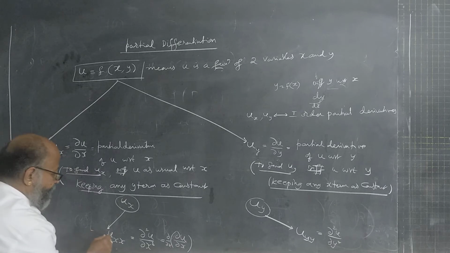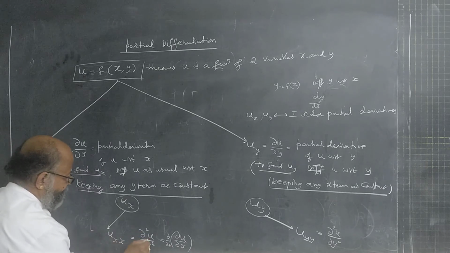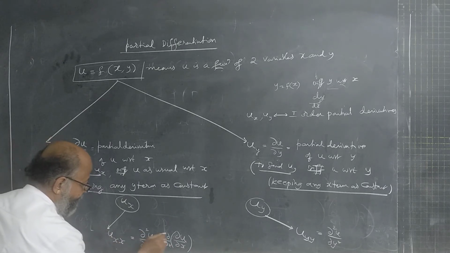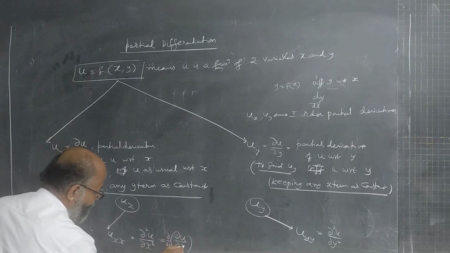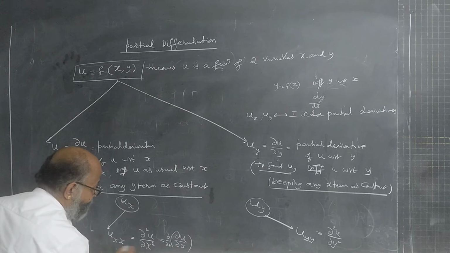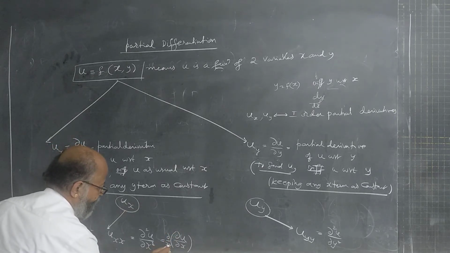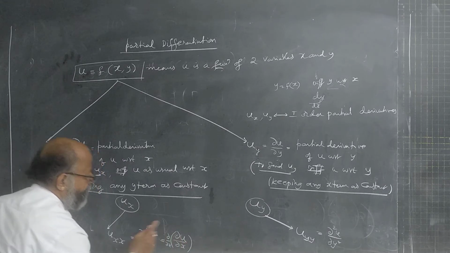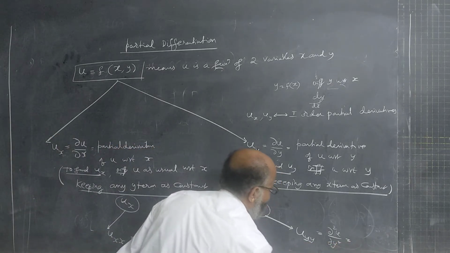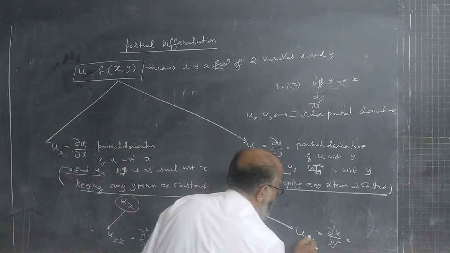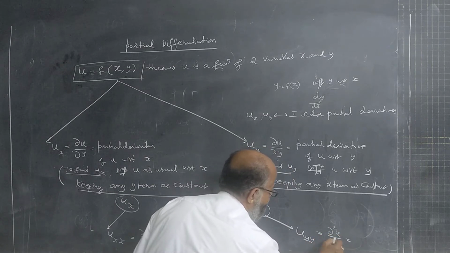So, the meaning of u double x is delta square by delta x square: take u, differentiate one time partially with respect to x, you will get delta u by delta x. You want the second time also, therefore take delta by delta x and again differentiate it partially with respect to x. You will get delta by delta x of delta by delta x. Similarly, this notation, how do you write? U double y means delta square by delta y square.